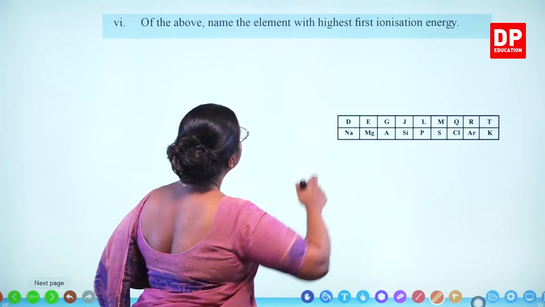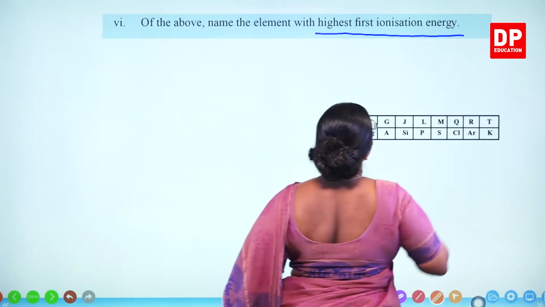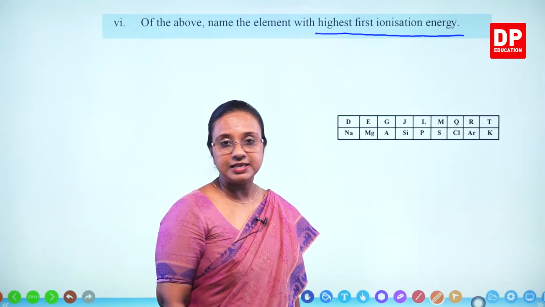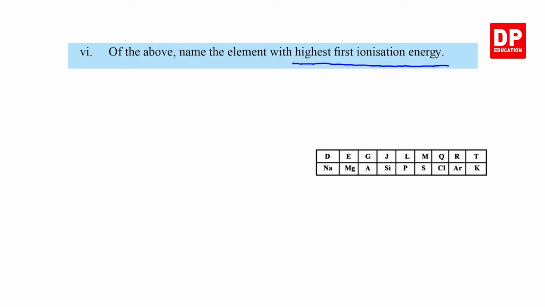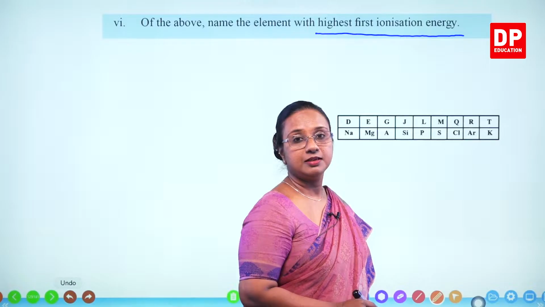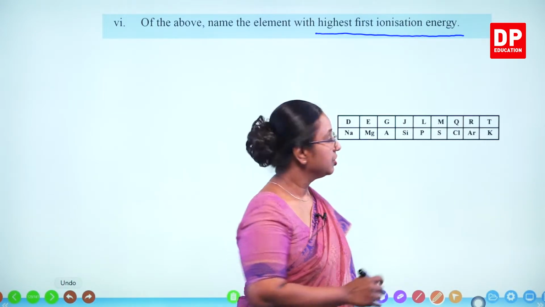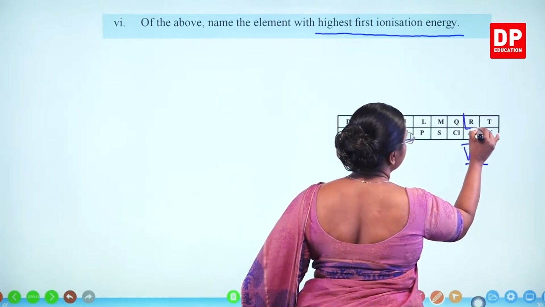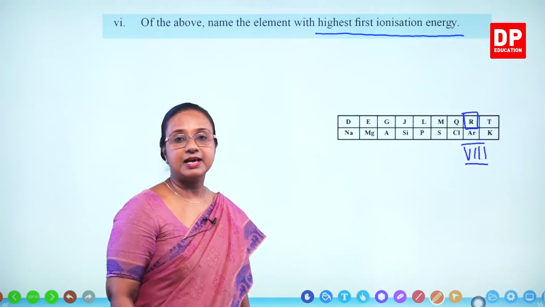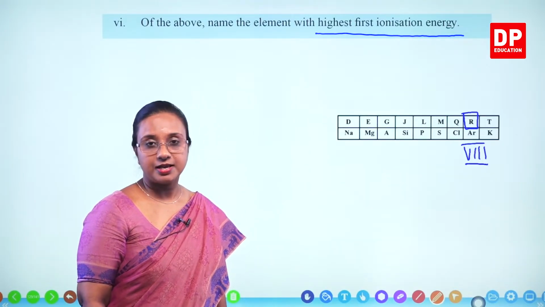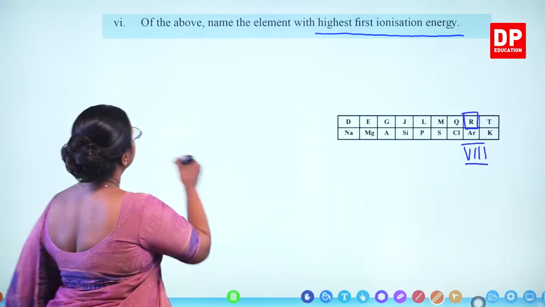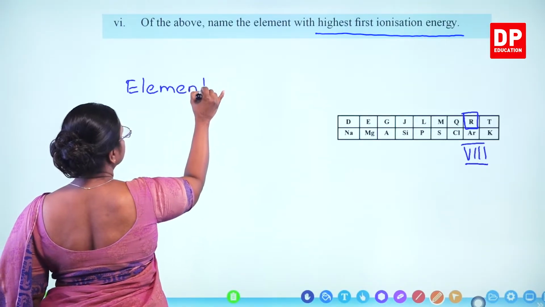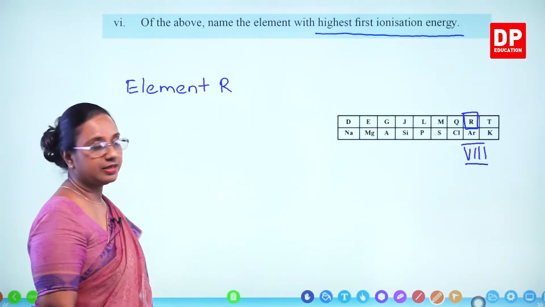So, of the above, name the element with the highest first ionization energy. We have to find the element that is in group 8. Out of these elements, if you look at argon, that is the noble gas. So this belongs to group 8. Therefore, R is the element that has the highest first ionization energy. So we will write element R. Or you can just write it as R.